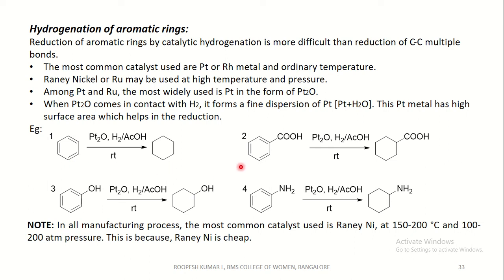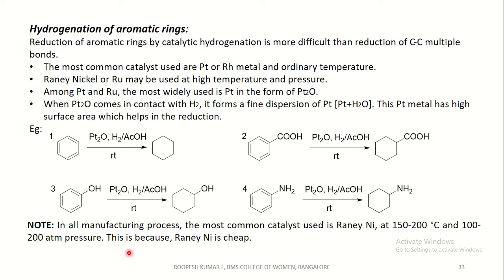Coming to the second example, benzoic acid reacts with molecular hydrogen in acetic acid in the presence of Adams catalyst at room temperature. We get cyclohexanoic acid. Even here all the double bonds are reduced. Even phenol goes to cyclohexanol and aniline to cyclohexylamine. You can see here only double bonds are getting reduced, but not the functional groups like carboxylic acid and alcohol.